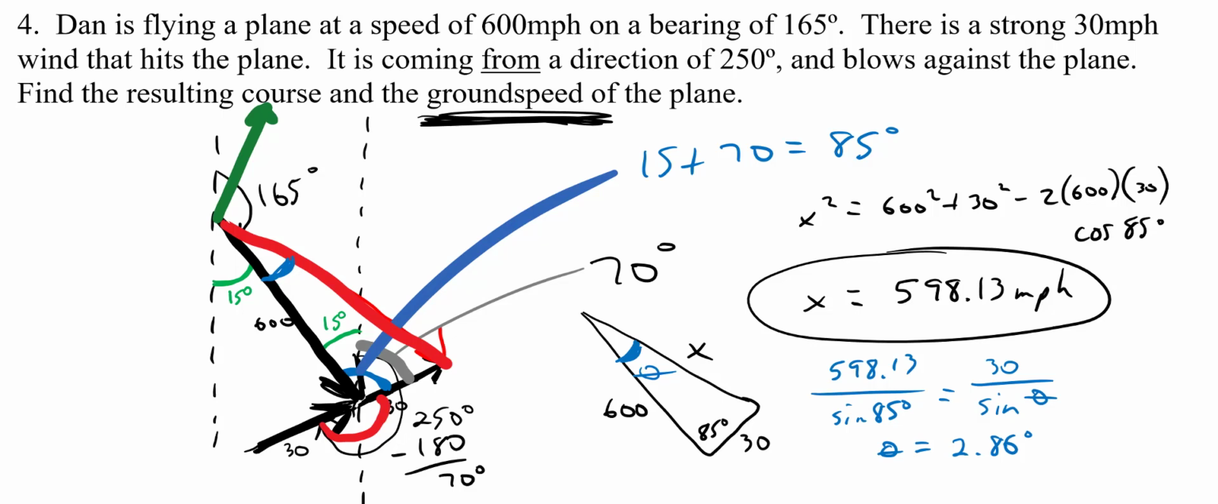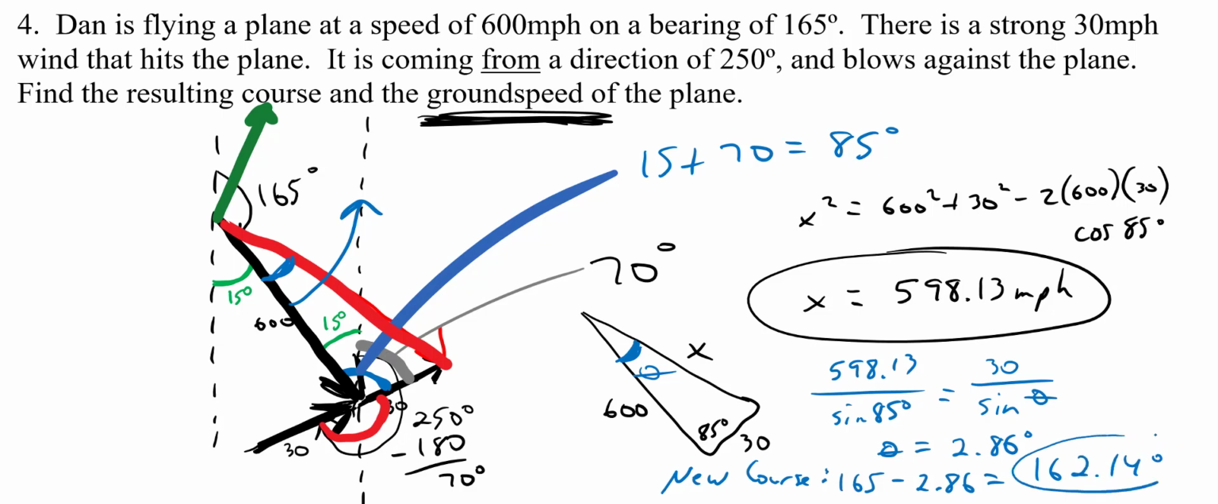So really what your final answer is, your new course, is basically, you have to say, well, do I subtract or do I add? Well, look logically. Isn't the black line at 165? And what happens when I get to the red line? Isn't it less? 164, 163, 162, 161. Isn't it going less of an angle? Right? So again, I'm going this way. So I'm going less of an angle. So it's 165 minus 2.86 degrees. So my final answer for this one is 162.14 degrees.